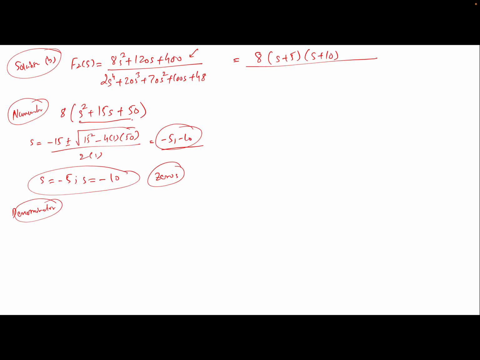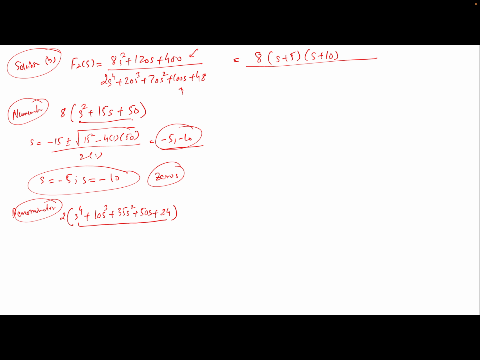So this is your denominator. I'm going to start by taking 2 out, right? Okay, so once I took 2 out, I'm left with s to the power 4 plus 10s cubed plus 35s squared plus 50s plus 24.